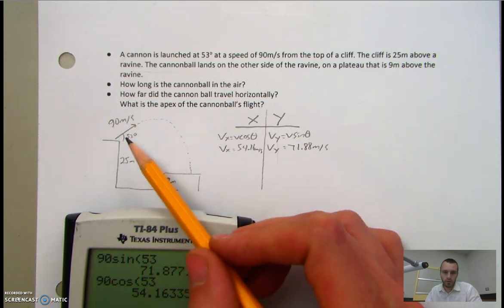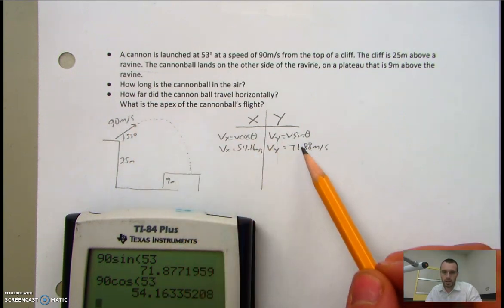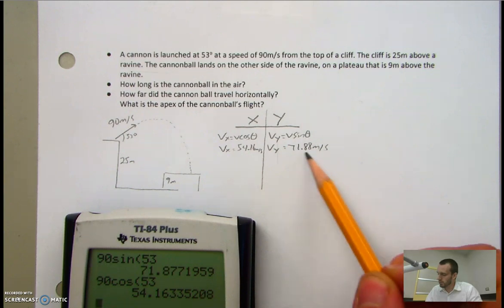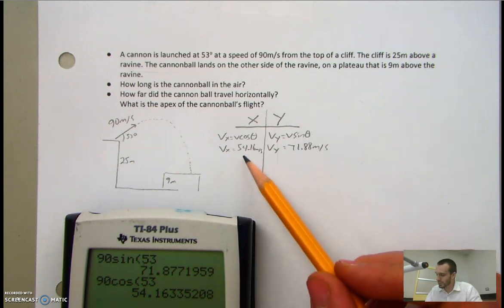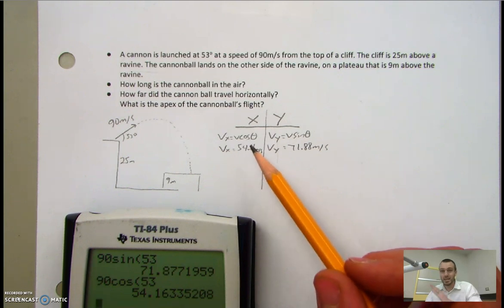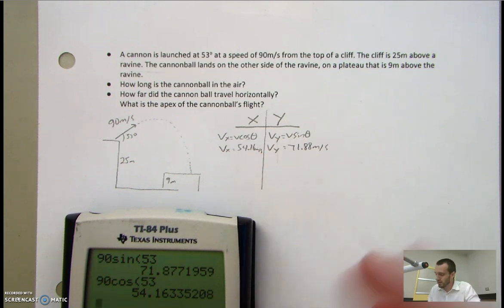Now as a side note, you notice that whenever the angle is above 45 degrees, we're pointing more upward than we are outward. And you see that here, we have a higher vertical component of velocity, 71 in the Vy, versus the Vx is only 54. The horizontal component of velocity is less because we're at an angle that is steeper than 45 degrees.